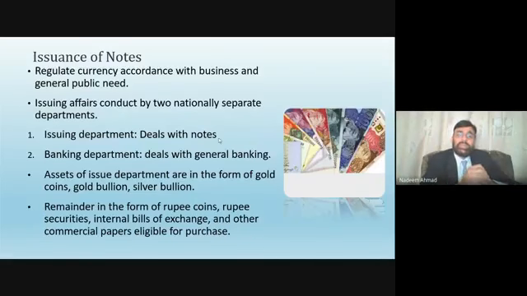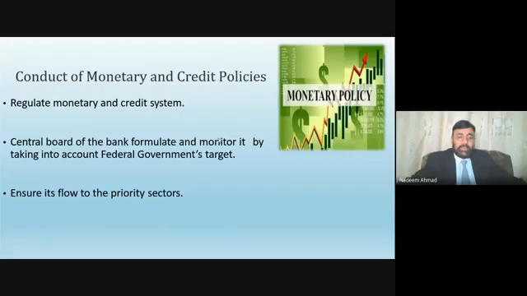Then the issuing affairs are conducted by two separate departments. Number one, the issuing department, which deals with the notes. Then the banking department deals with general banking, the affairs of banking and stuff like that. But the issuing department is responsible for the issuance of the notes. They just do their own job. They cannot interfere in others' departments. Whoever has a job does that job.